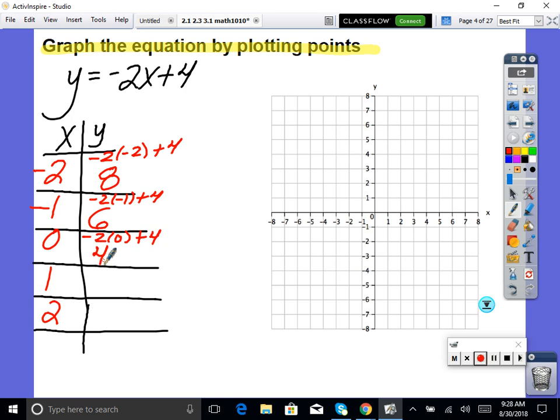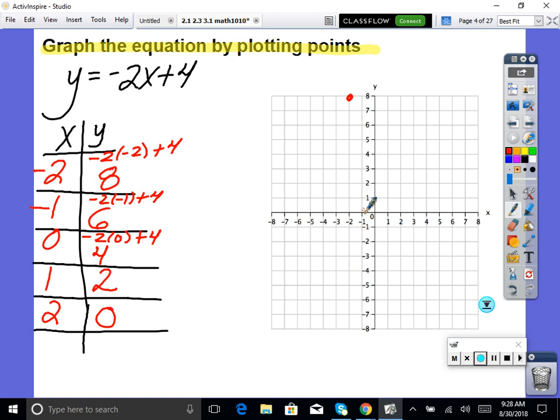4. Plugging in a 1. -2 times 1. -2 plus 4. 2. Plugging in a 2. -2 times 2. -4 plus 4. 0. Now guys, if we needed to plot more points, we can always put a 3. We can keep going. If you can't graph it, then just plot more points. But it looks like we're good. So watch, -2 up 8 units.